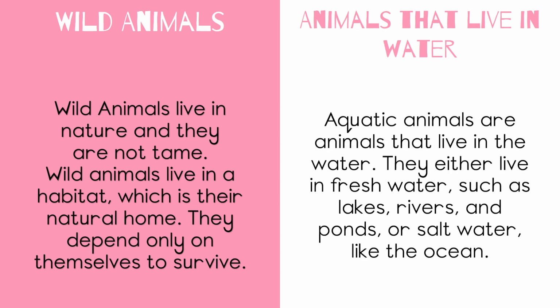Next, we have animals that live in water. Animals that live in water are also called aquatic animals. They either live in fresh water, such as lakes, rivers, and ponds, or they live in salt water, like the ocean.